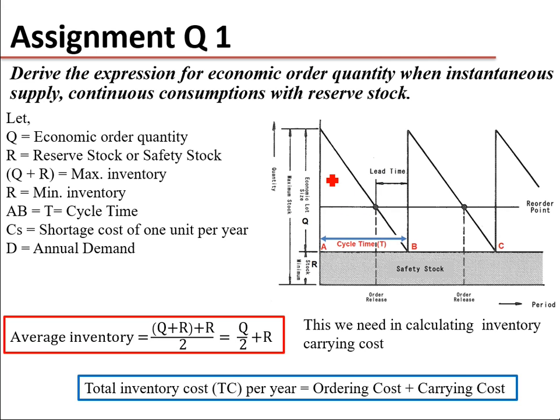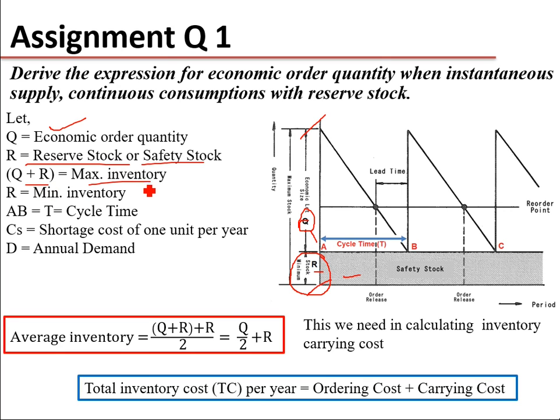you can see from this graph there is a Q value, and the reserve stock we put, or we can say safety stock we put, is R. From this point up to this point is the maximum quantity we have, that is Q plus R. This is the maximum inventory, and the minimum inventory we always have is R. So Q is the economic order quantity, and R is the reserve stock or the safety stock.